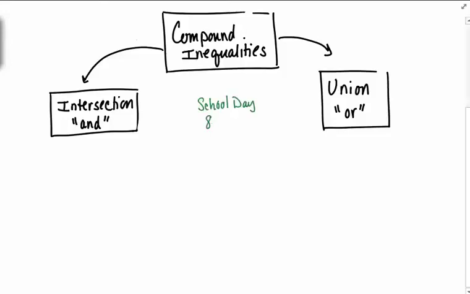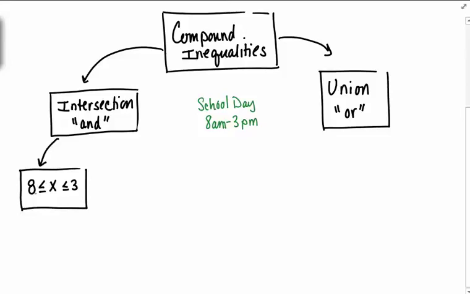So let's think about, for example, our school day. Let's say the school day goes from 8 a.m. to 3 p.m. For the intersection inequality, we're going to represent that as the time that we're in school. So when we are in school is represented by X being between 8 o'clock, bigger than 8 o'clock but less than 3 o'clock. For this problem, you can see that there are three different pieces. X can be greater than 8, or it can be less than 3, but it has to be in between these two numbers.